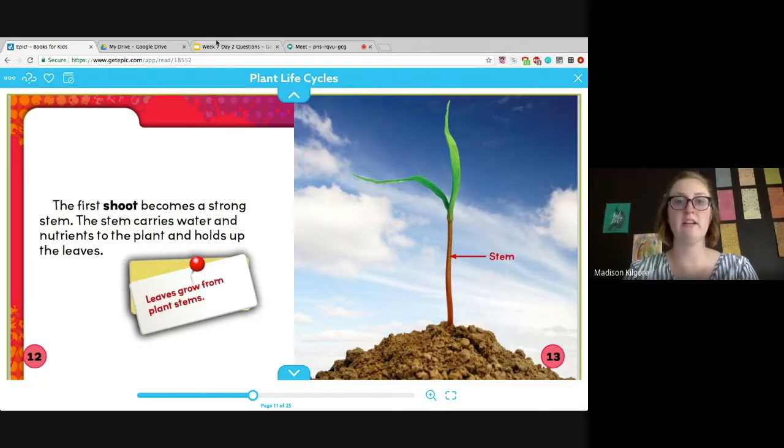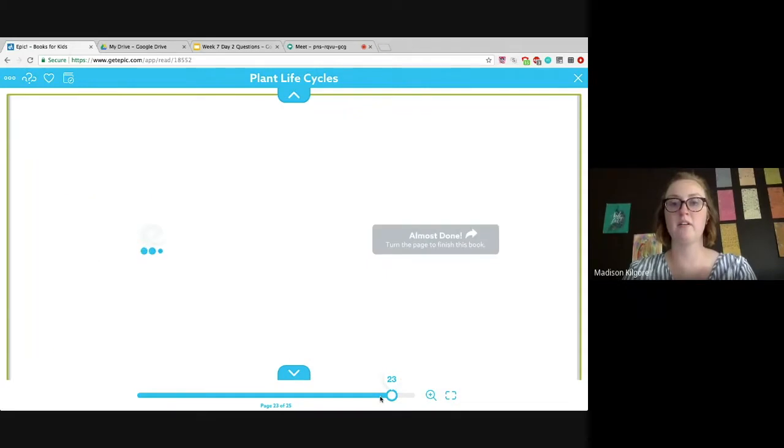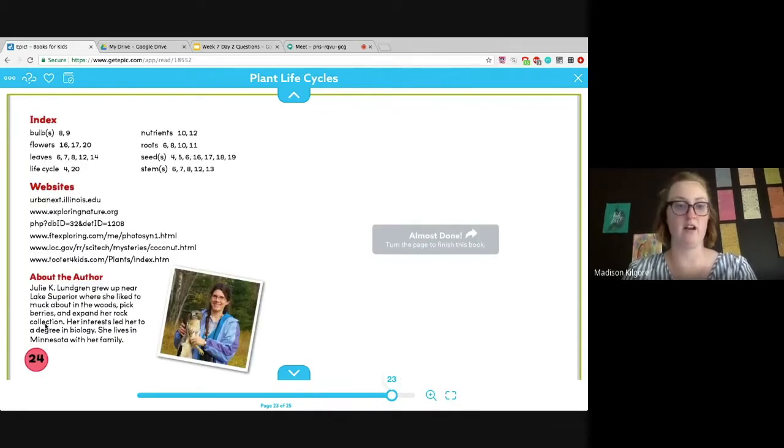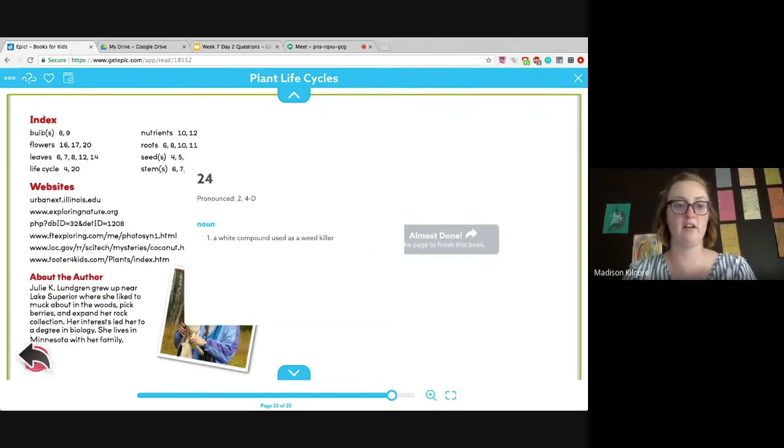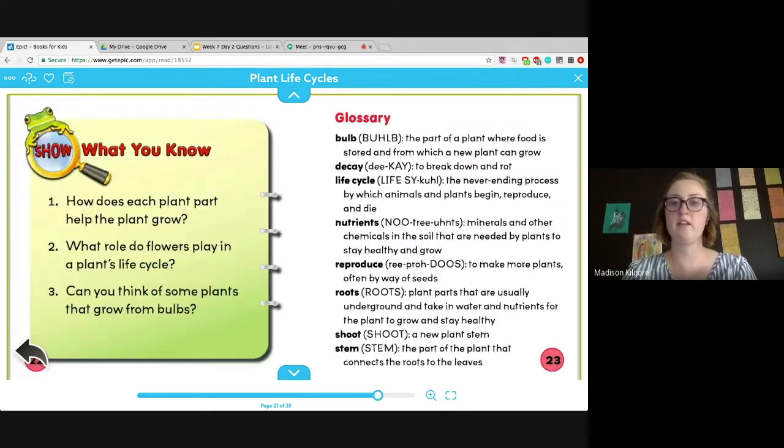So I'm going to return to my glossary, and I can think about what the word shoot might mean. If I skip ahead to page 23 at the back of the book is where we have our glossary. Went too far. So now I have the word shoot, and it's a new plant stem. So I can keep that in mind while I read that page. So I can navigate back.